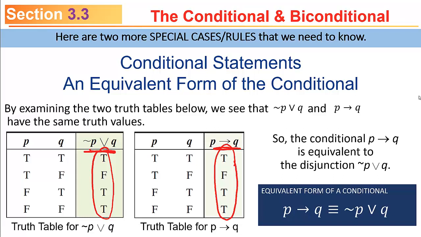So what I've shown is that the conditional P implies Q is equivalent to the disjunction not P or Q. And we tend to use this symbol in the middle, not an equal sign, but three horizontal bars, as the word equivalent. For our purposes, we're not making much of a distinction between equivalent and equal, but technically that three-bar symbol is equivalent. So P implies Q is equivalent to not P or Q, and I know that because I looked at the truth tables and saw that they produce the same truth values. So that's the first of the new special case rules that we need.